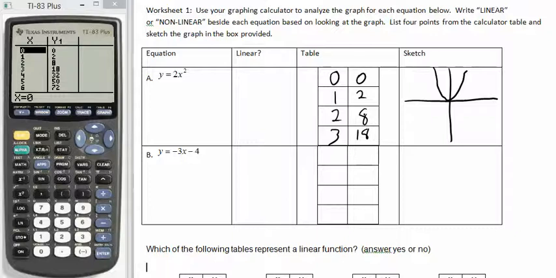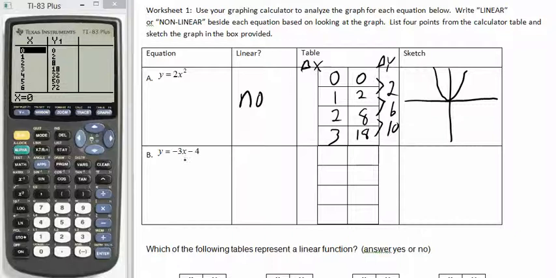And remember, if these are going up the same, if delta x, change in x, is the same, then delta y, change in y, should be the same, or the first differences should be the same, and they're not. They're going up at different rates. So this is not linear.